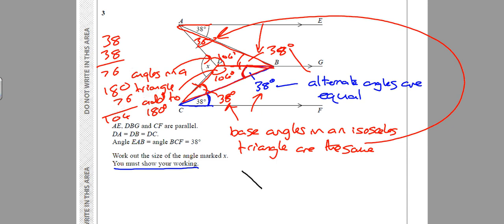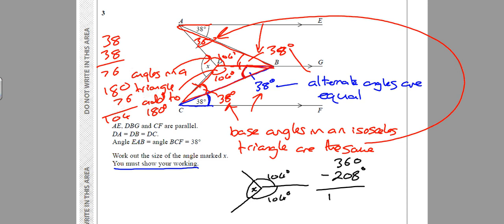So if we now do another diagram, what we've got here is we've got X, and we've got that there, which is 104 degrees. We've got this here, which is 104 degrees. So if we then add those together, that's going to be 208 degrees. And I know the angles around a point add up to 360. So what would be 360 minus 208? That gives me 152 degrees. And again, I've got to use the term angles around a point add to 360 degrees. And that should be everything you need for that question.